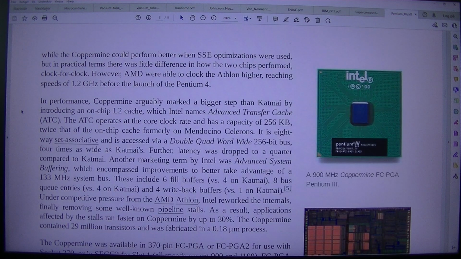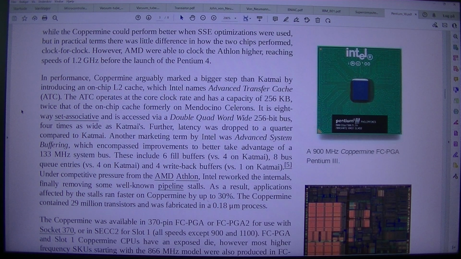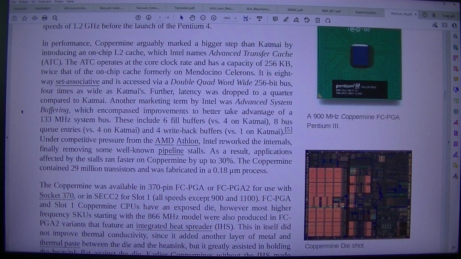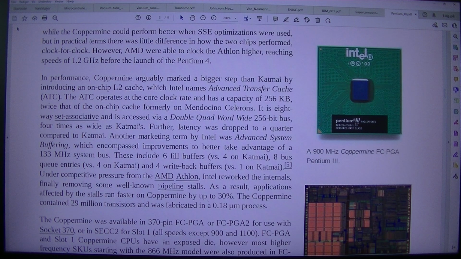A 900 MHz Coppermine FCPGA Pentium 3. Coppermine die shot. While the Coppermine could perform better when SSE optimizations were used, in practical terms there was little difference in how the two chips performed clock for clock. However, AMD were able to clock the Athlon higher, reaching speeds of 1.2 GHz before the launch of the Pentium 4.